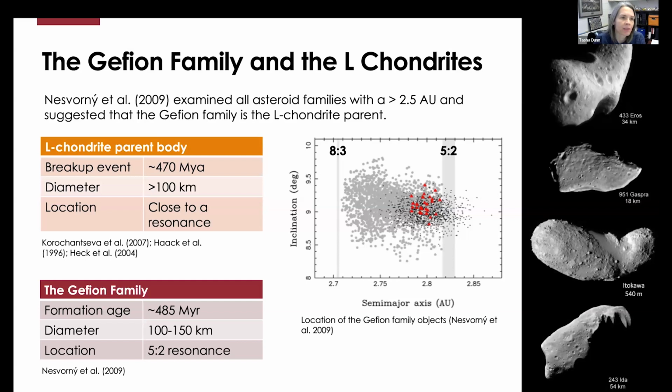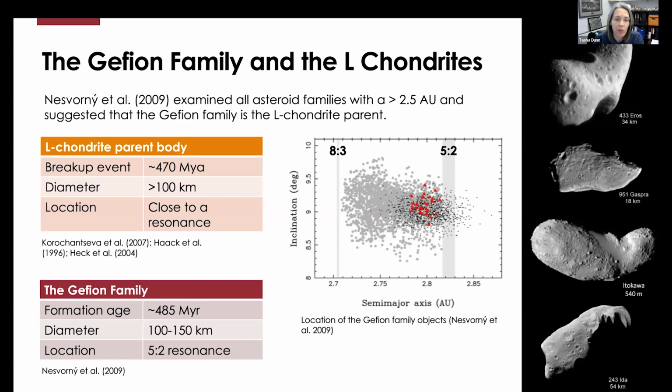So searching for the L chondrite parent body, I think, is really interesting because we have a lot of constraints on what that asteroid must have looked like. We know that the L chondrites or the L chondrite parent body must have experienced a catastrophic breakup about 470 million years ago. That's based on argon-argon dating of shocked L chondrites. This also coincides with the stratigraphic age of fossil L chondrites that are located in Ordovician sediments.